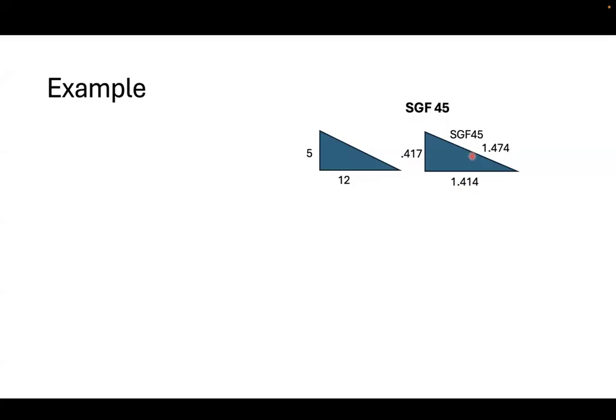So for the hip rafter, SGF 45, right? Mark that out. We have the same slope of the roof. It's the same project, right? So still a 5/12. Major difference, it's not a base 1, but a base of 1.414. But the unit rise is the same because it meets at the same spot on the roof. A squared plus B squared, then the square root, equals our SGF 45, which is 1.474.